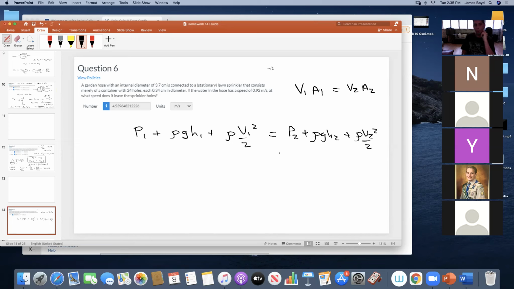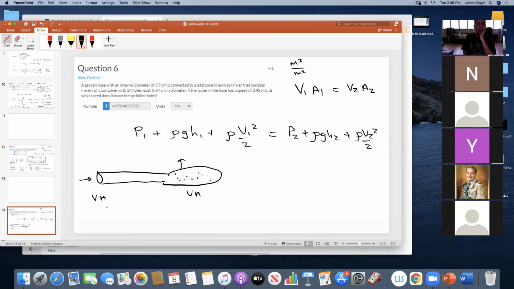Here we don't need Bernoulli's equation. Here what we're told is that we have a hose and this hose goes to a sprinkler and the sprinkler has a bunch of little holes. Basically what goes in has to come out, which is what this is saying. If you look at these units, volume is meters cubed. This is meters squared. So mass in, mass out. We need to figure out what V A is here and what V A is here. And then from that, find V2.